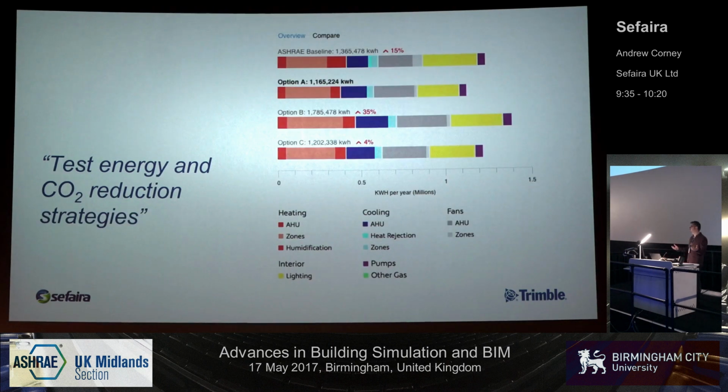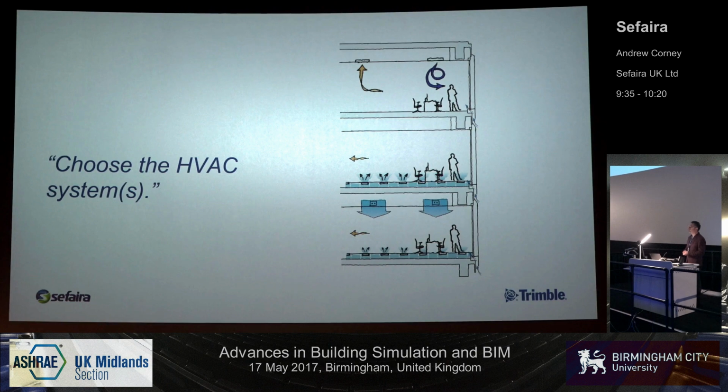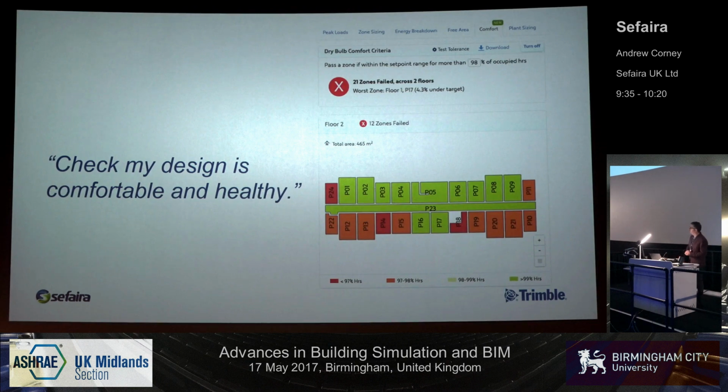Testing some preliminary energy and carbon reduction strategies for a project. Choosing the HVAC system. A lot of the time during RIBA Stage 2 we're trying to make a decision about the HVAC system we're going to proceed with, and a lot of people want choice, or at least the impression that they're going to get to choose what system they're using. And more and more now, checking the design is comfortable and healthy.